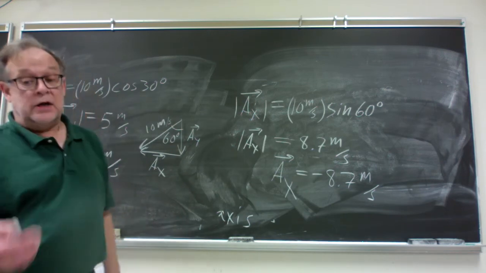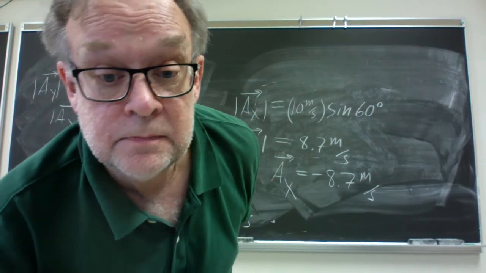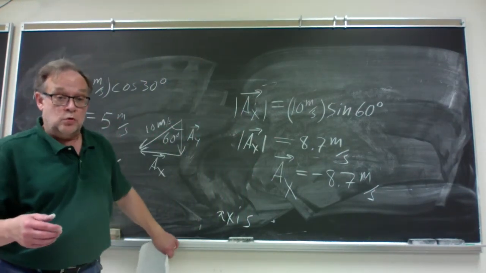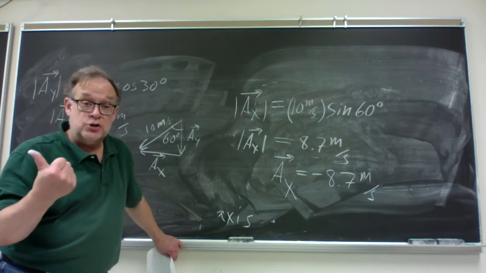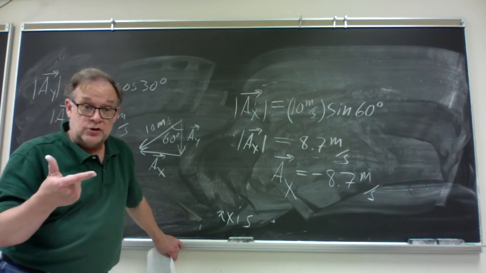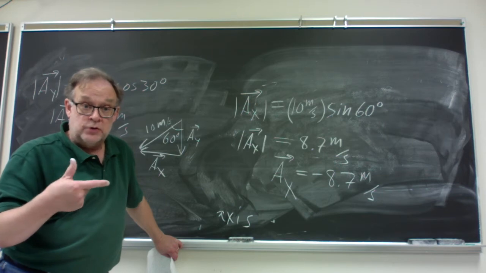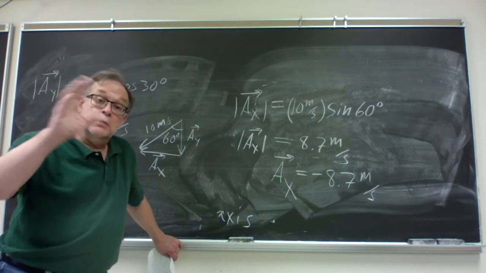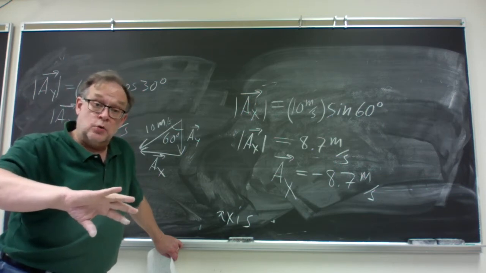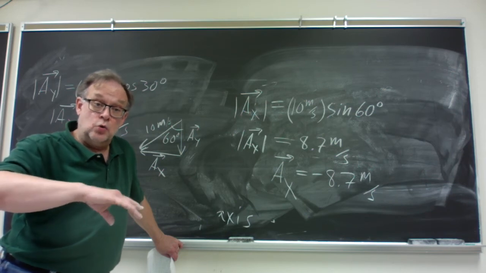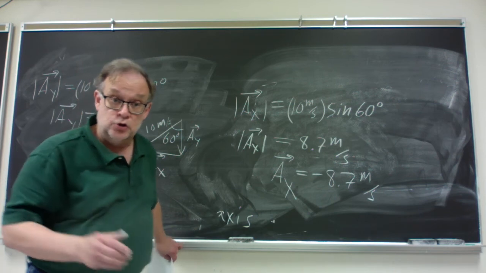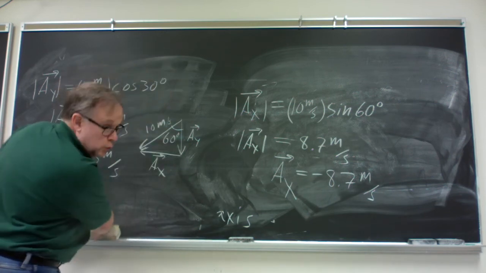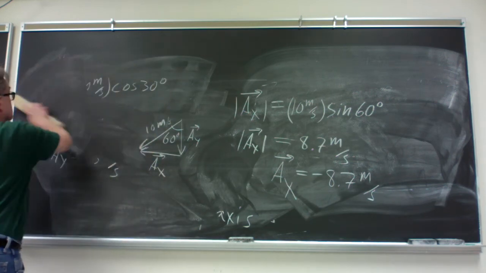Okay, so what have we done here? We started by knowing the size and the direction, the magnitude and the direction of a vector, and then we used trigonometry to figure out the components. Sometimes you'll have to do it the other way around. Sometimes you'll know the components, and from that you'll have to figure out the magnitude and the direction of the vector. So we'll look at an example of that.